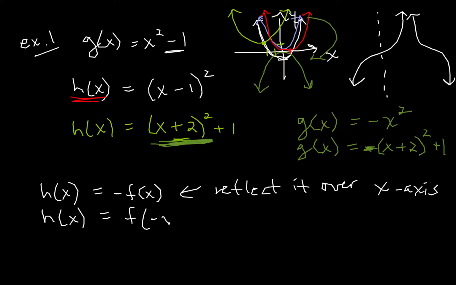So if you have the function h of x, and you had f of negative x, it would reflect it over the y-axis. So what would that look like?